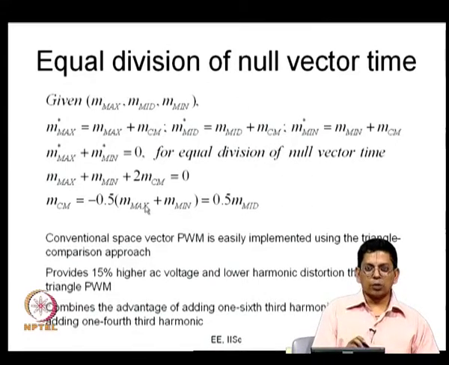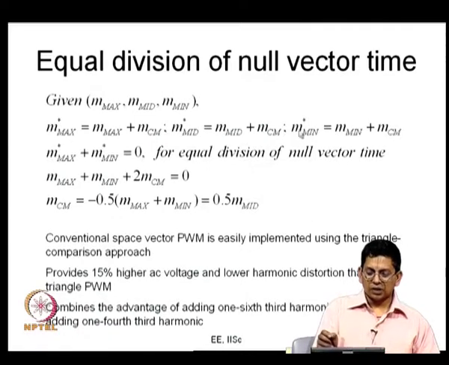Now, you want to add common mode. That common mode is MCM. So, you define M max star, M mid star and M min star, which are obtained by adding MCM to M max, M mid and M min respectively, as I have defined here now.